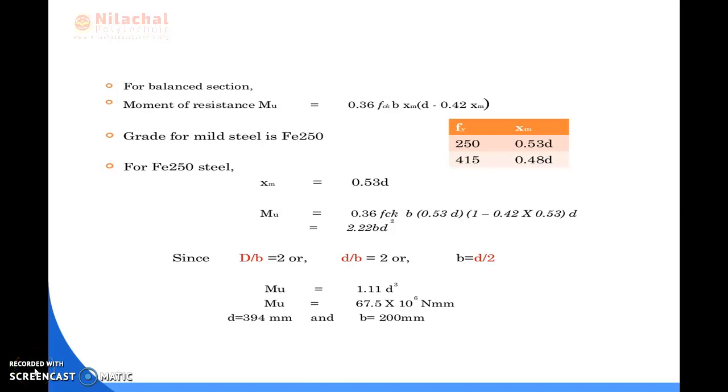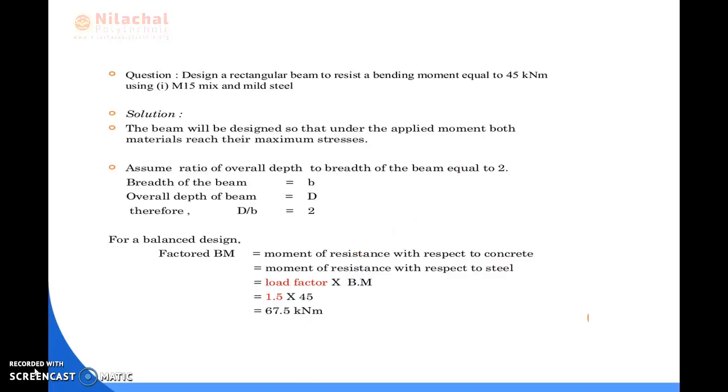Good morning everyone. Today I am going to discuss the balanced section when we find out the moment of resistance. In the previous class we discussed the same problem, which is the design of a rectangular beam to resist a bending moment equal to 45 kN-m using M15 mix and mild steel. Here we calculate the factored bending moment, which has a value of 67.5 kN-m.